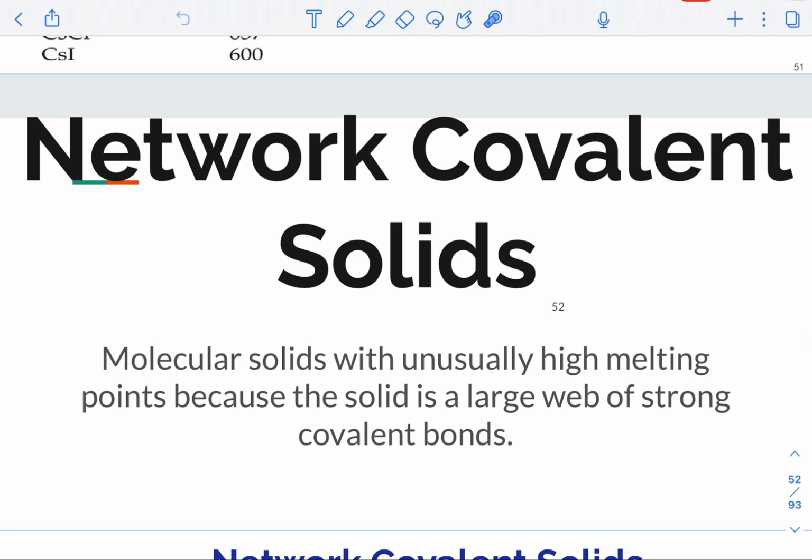So now we're going to move into covalent compounds. And one of our solids there is going to be a network covalent solid. It is a molecular solid, but it has a high melting point. And that is because it is a web. You can think of it as kind of like a grid. There's a lot keeping it together.